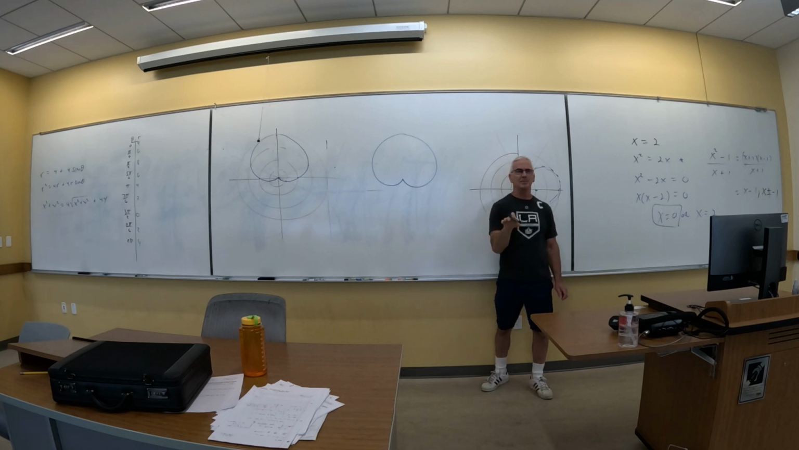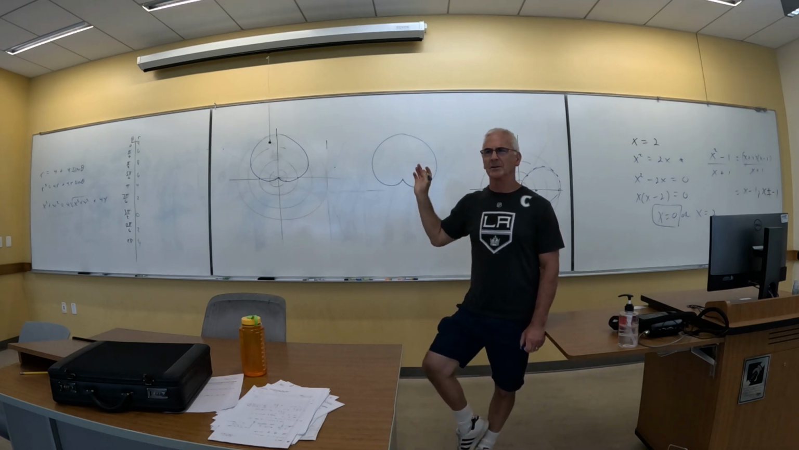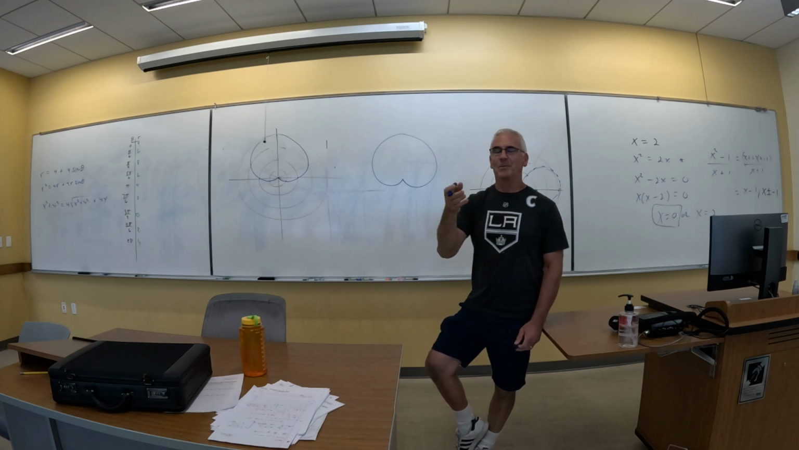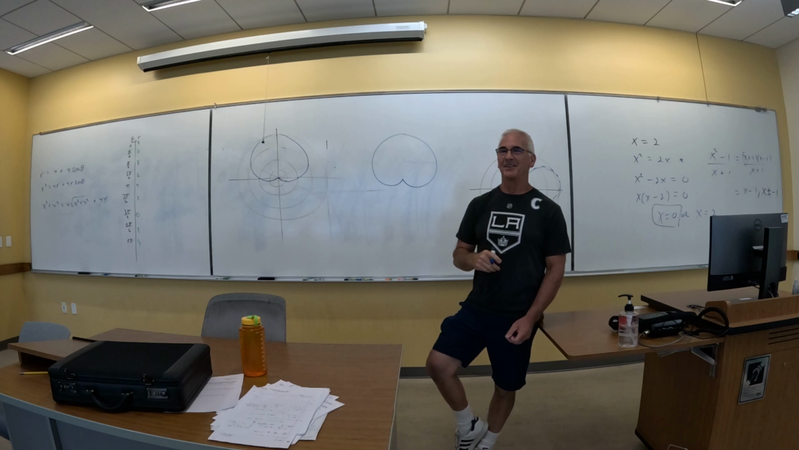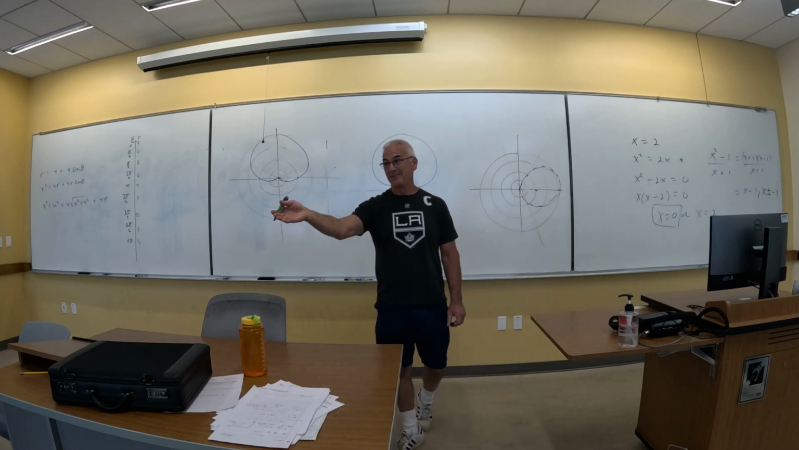Now, I'm hoping you've done this before in either trig or pre-calc. How many have drawn something like this before? What does it look like? Well, what does it look like? That's not what it looks like. It looks like a heart. So it's called a cardioid.